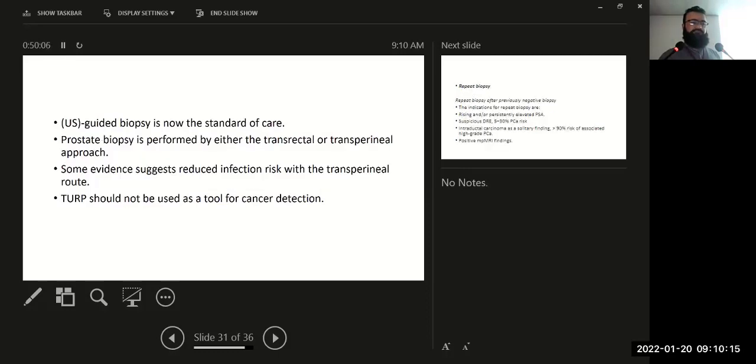So for TURP, it's mentioned if you found a cancer on the TURP specimen, why is it not a tool for cancer? Because we are unable to re-stratify the patient on these samples, so we need a 10-12 core biopsy even after that. And that has got a practical implication.